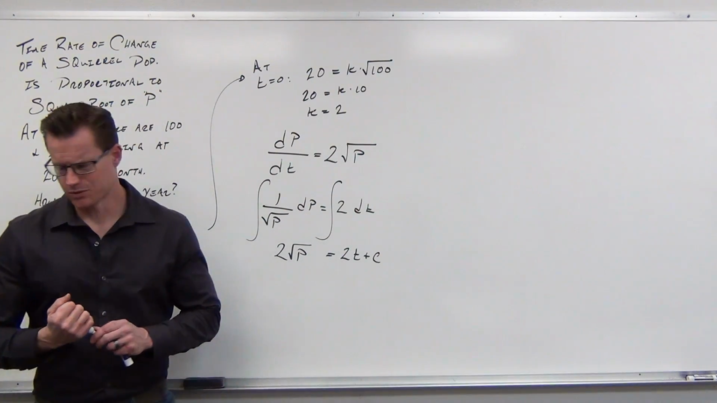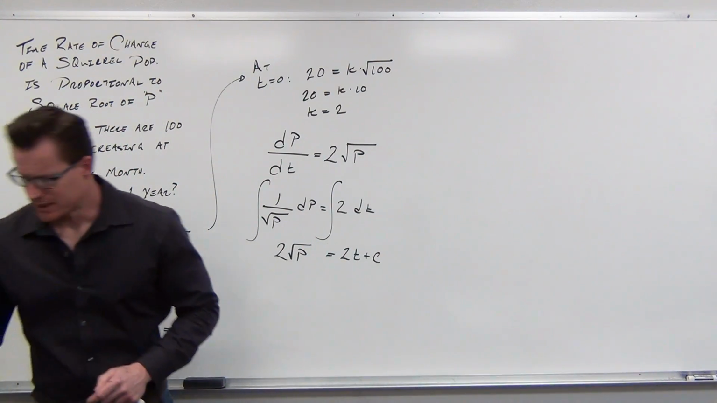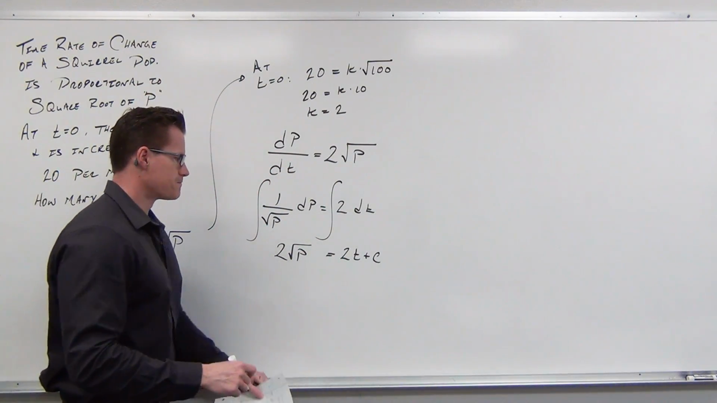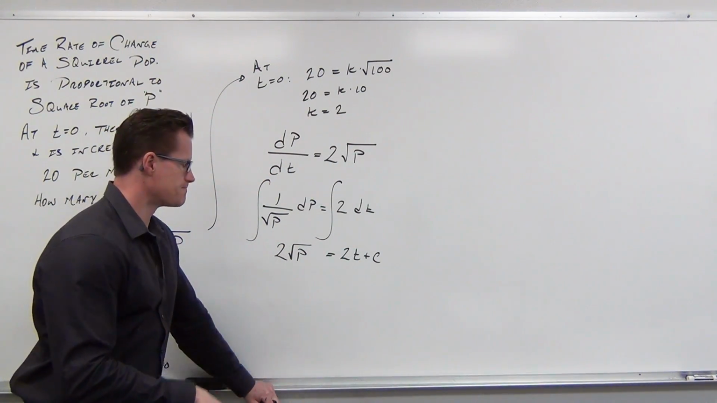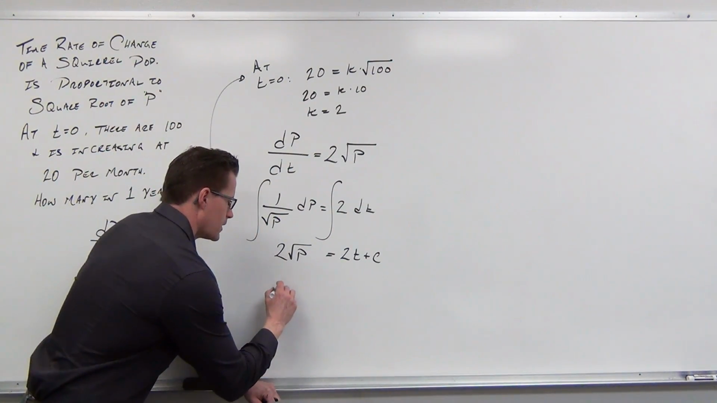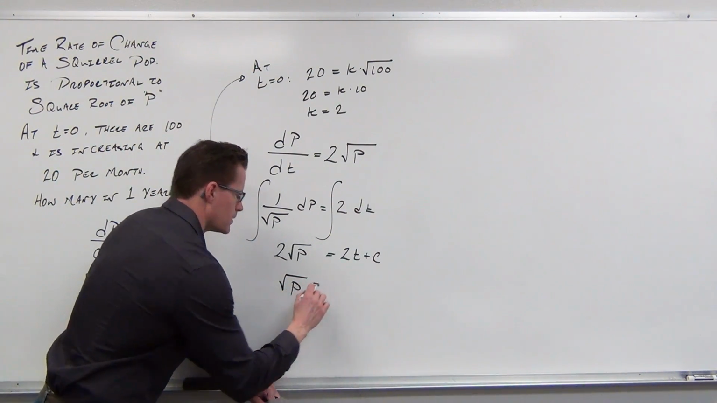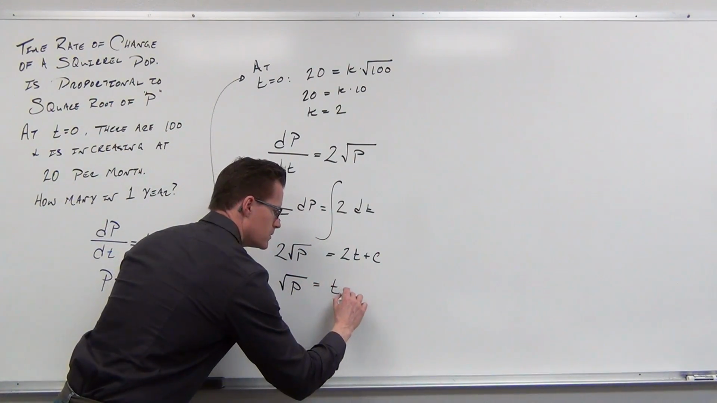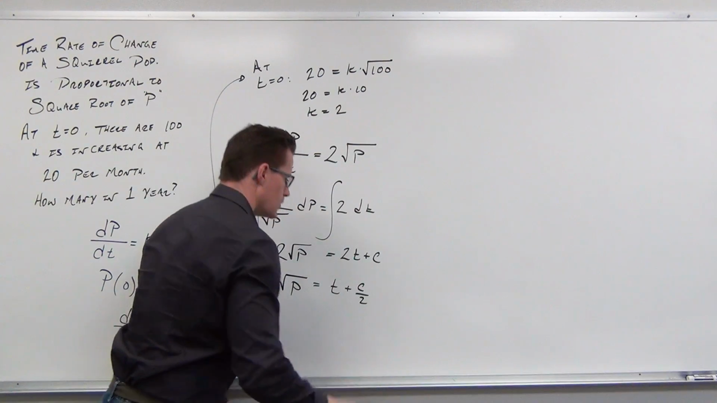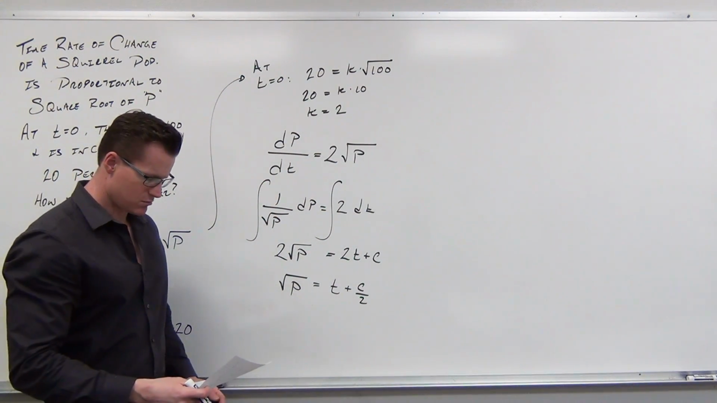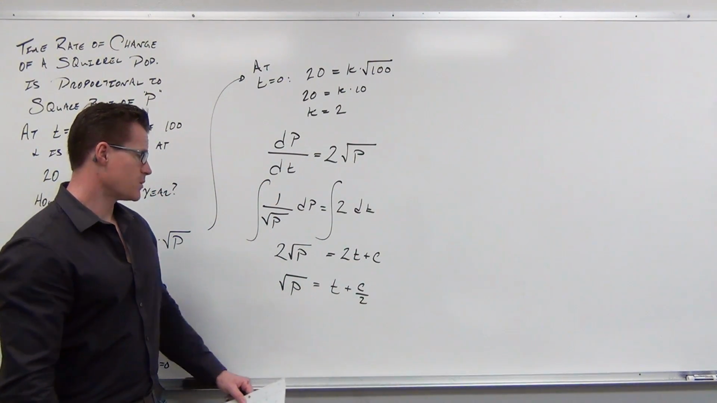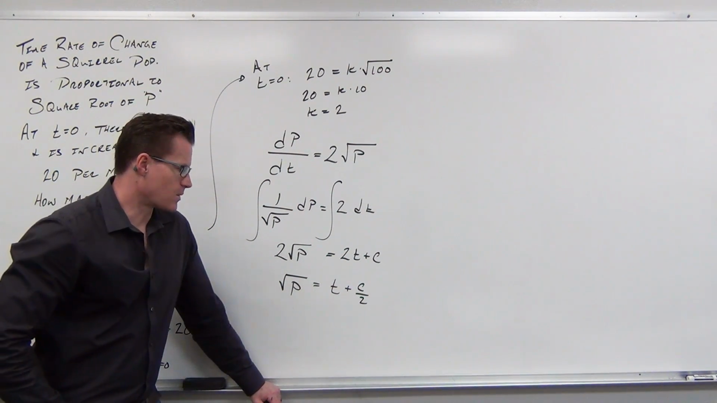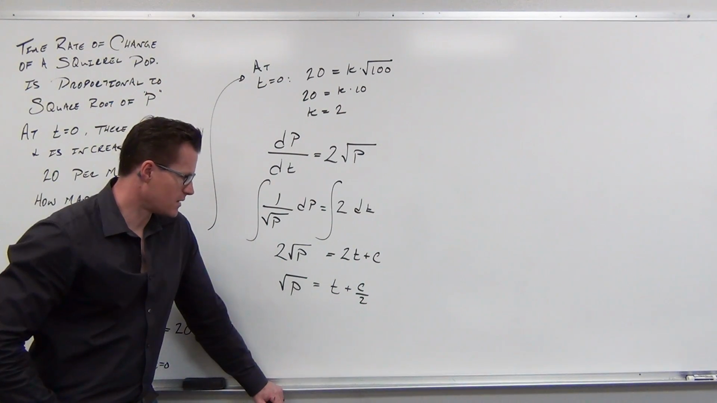Now, what in the world do we do after that? Well, it's probably a good idea to solve for p. I think we've done that many times before. So if we start solving for p, square root of p would be, divide by 2, we get t plus c over 2, not a problem. Maybe we square both sides. We could do that. But we do notice something up there right now: there's a constant there.